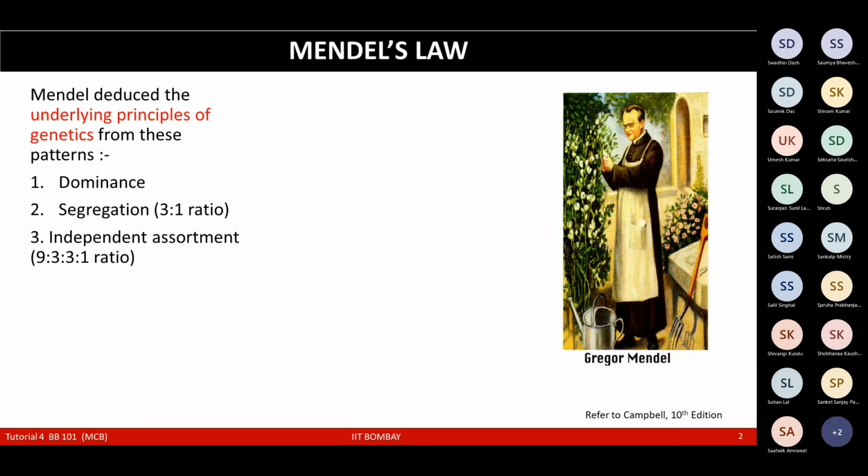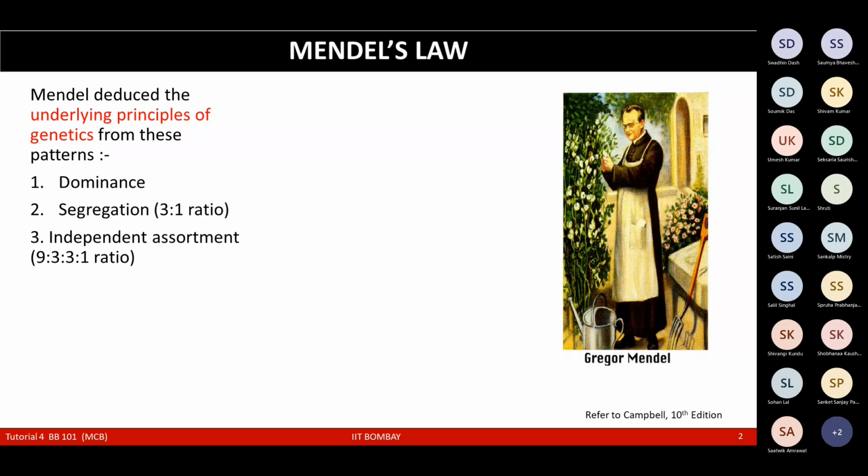First of all, we have Mendel's law. In genetics, Mendel gave three different principles. The first one is dominance, another one is segregation, and the third one is independent assortment. We'll see these things in the upcoming slides, and I'll be explaining them one by one.